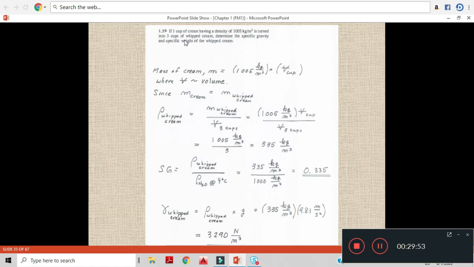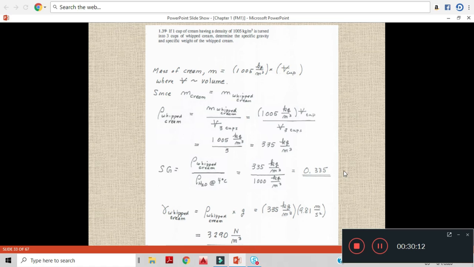Now you have to find the specific weight. What is the specific weight? Specific weight is equal to density times gravity. So you multiply with the value of 9.81 meter per second square. So the value you end up with is 3290.